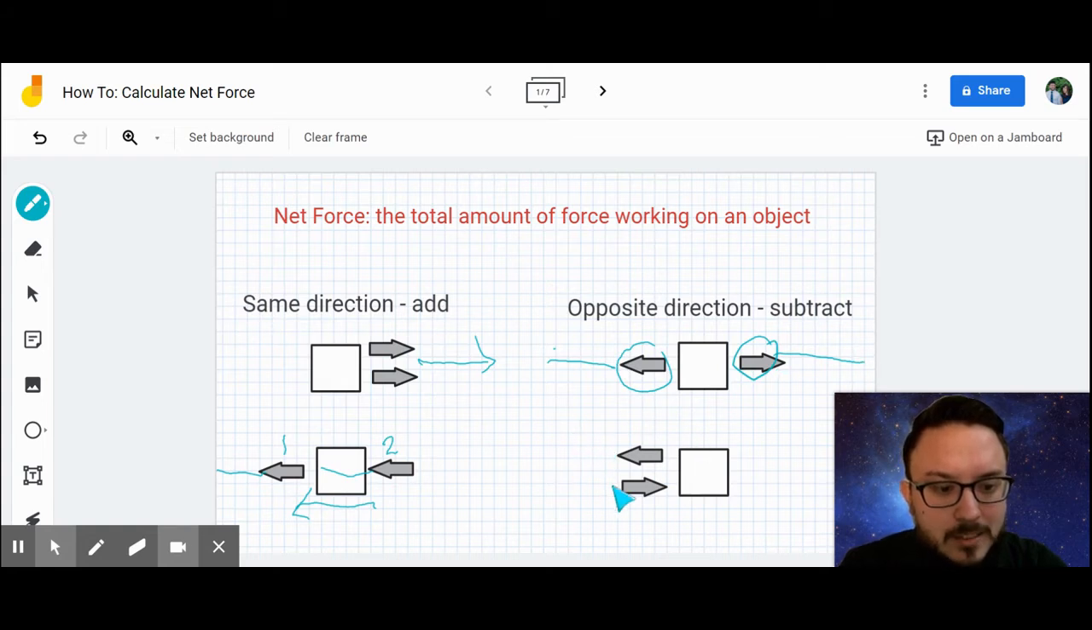We see the same thing happening in this example down here. Again, we have two forces, and they are pointing in different directions. This arrow on the top points to the left. This arrow on the bottom points to the right. So we would take whatever these numbers are, subtract them, and that would be my net force. Let's look at some examples of how to do this with the actual math.